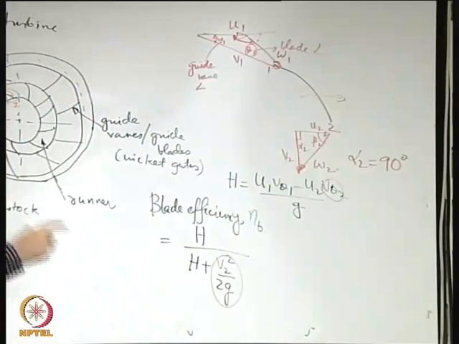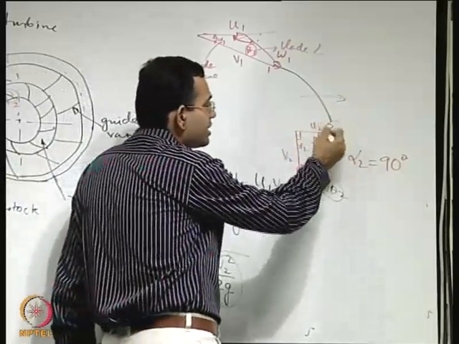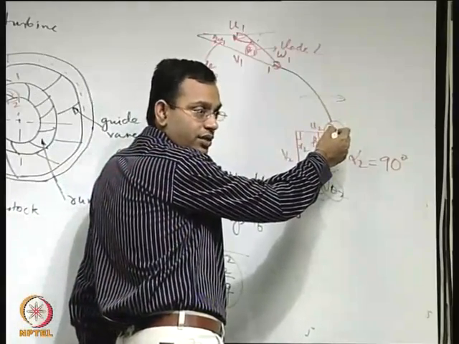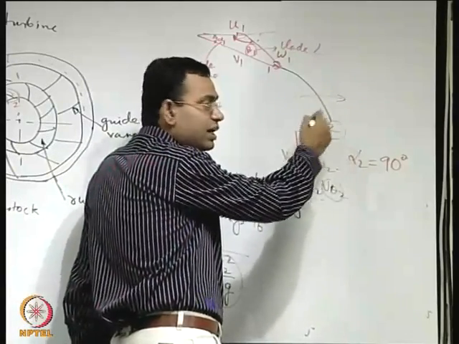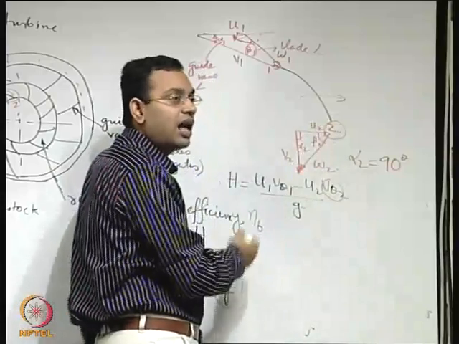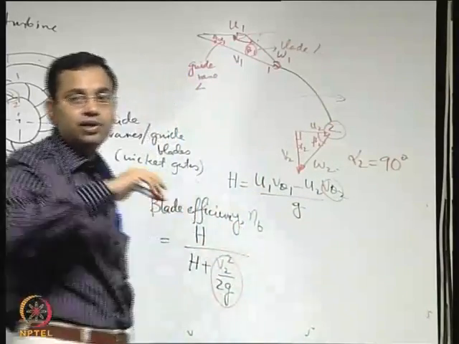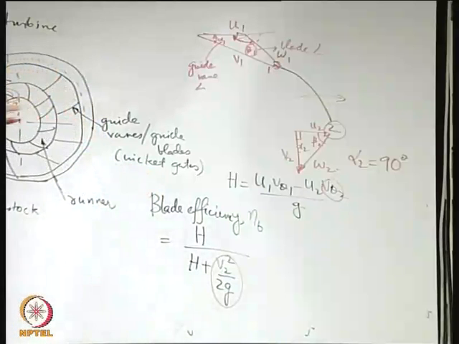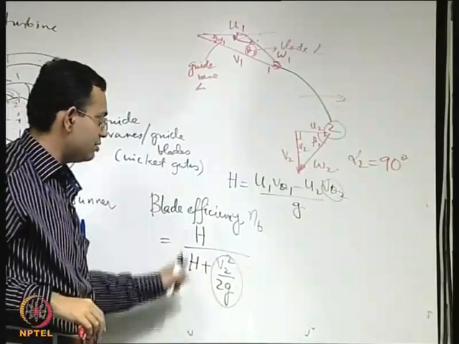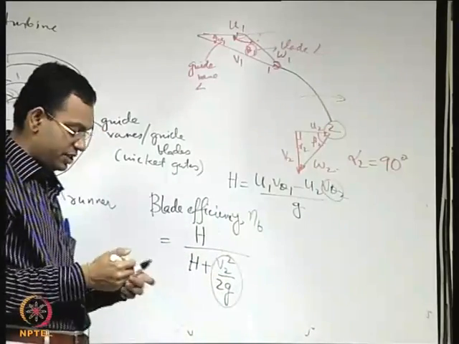See, when the fluid leaves the blade passage, it still has some kinetic energy here, V2 square by 2G. That kinetic energy head has not been utilized to develop power. And therefore, in terms of converting that energy of the fluid into work, that is a loss. And that is why this is the expression for the blade efficiency.